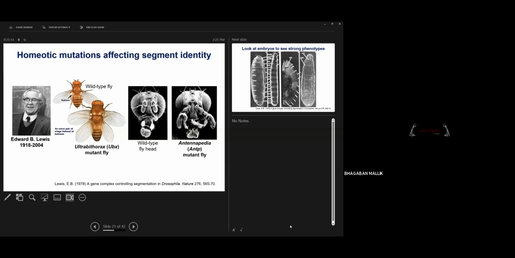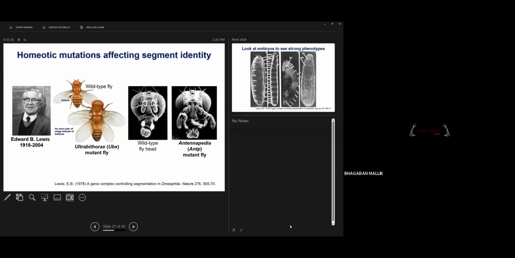So Lewis identified a set of genes called homeotic genes, such as ultrabithorax. When you have a mutation in ultrabithorax, the fly develops two thoraxes. See, one thorax, another thorax. Here is only one thorax. So you have two pairs of wings in this Drosophila mutant fly.